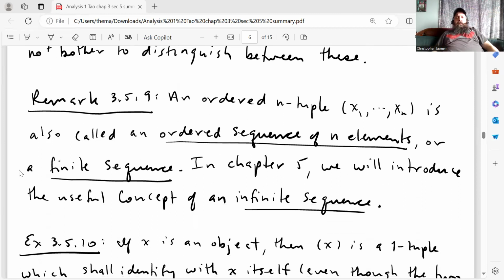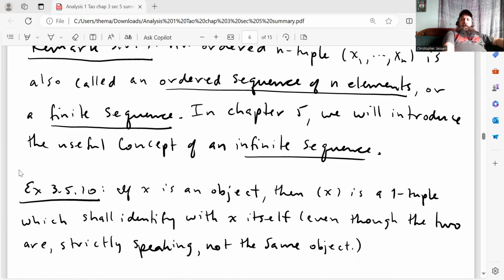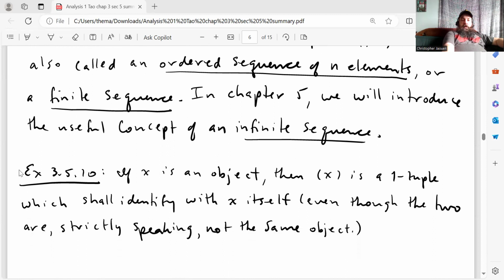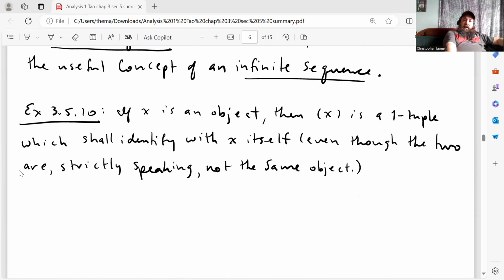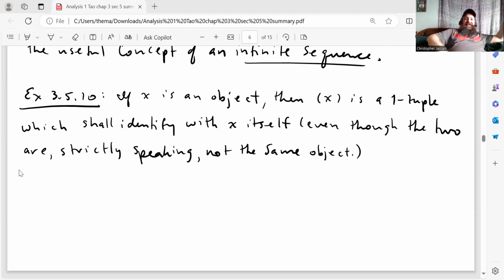Remark 3.5.9: an ordered n-tuple, x1 through xn, is also called an ordered sequence of n elements, or in other words, you can think of it as a finite sequence. It's a list of elements of sets for which the order makes a difference. In chapter 5, we'll introduce the useful concept of an infinite sequence. Chapter 5, I believe, is when we start constructing the real numbers, and remember, in Tao he does that using Cauchy sequences, so we're going to need the concept of an infinite sequence there. But that's further on down the road.